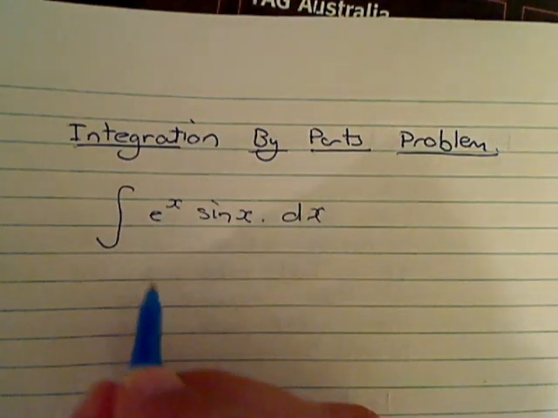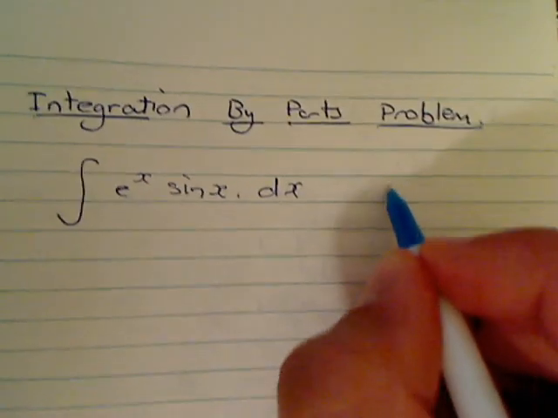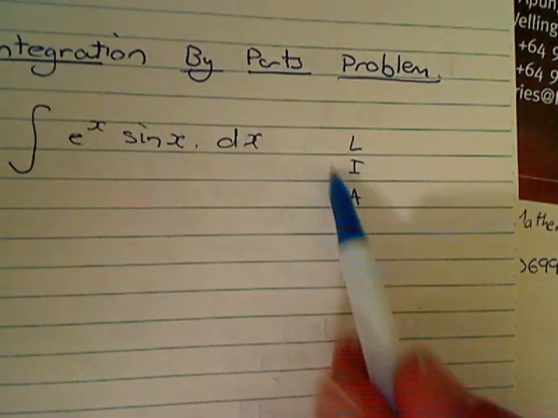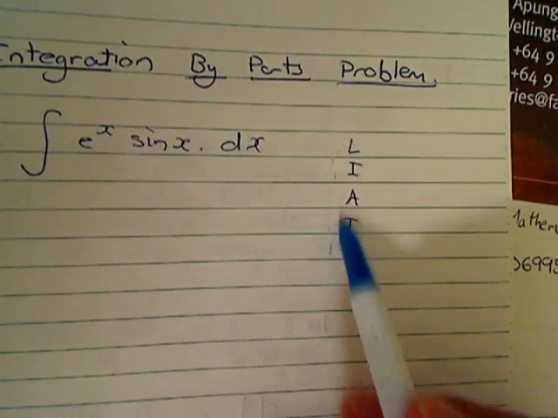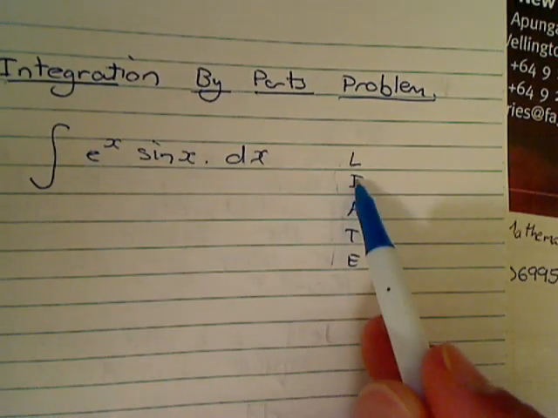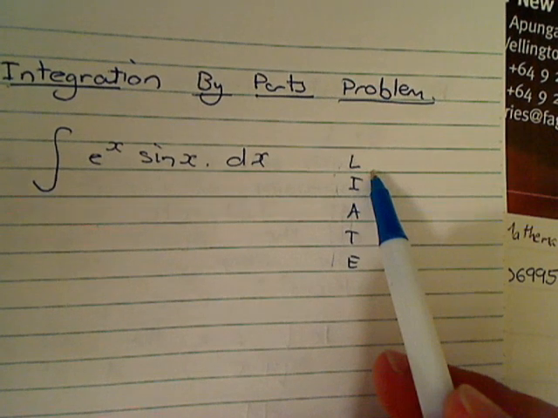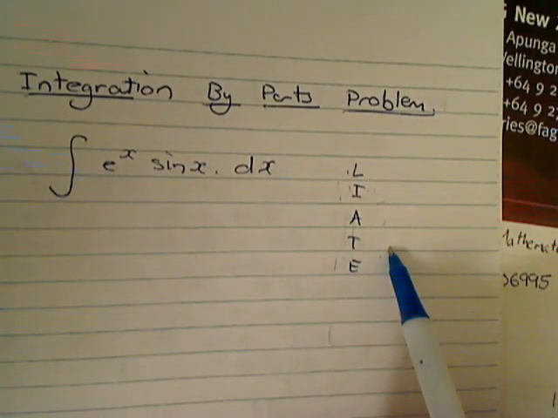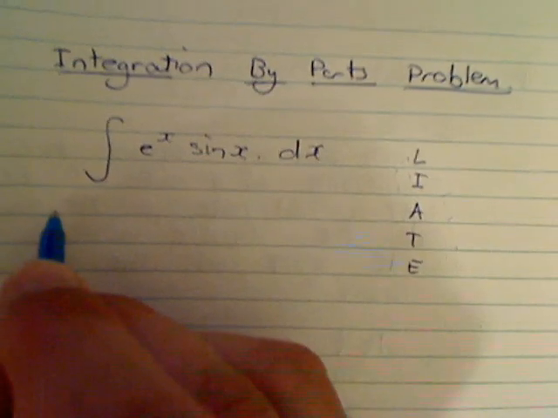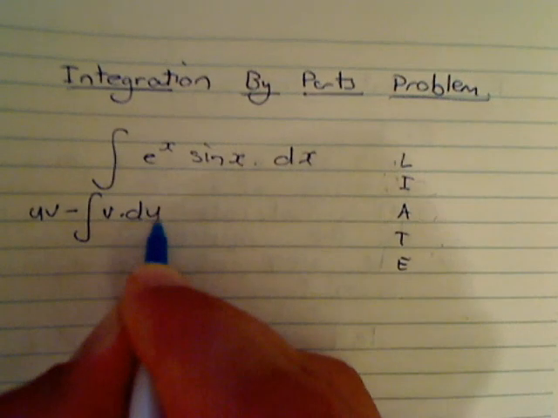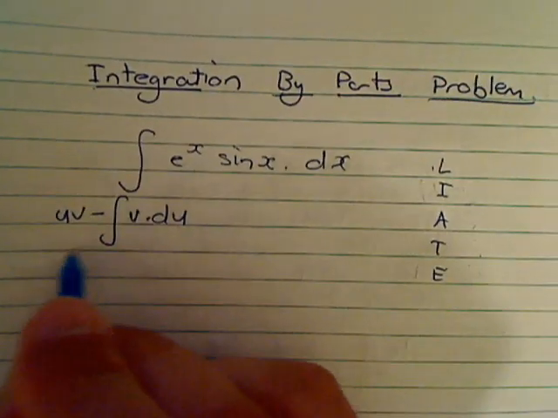Okay, so what you can do is, if you're going to use the LIATE way, I say LIATE, could be other ways: log, inverse, algebra, trig, exponential. Whichever one comes first, you call that u. The one at the top is u, because if you remember, integration by parts is uv minus the integral of v du. That's the integration by parts formula.